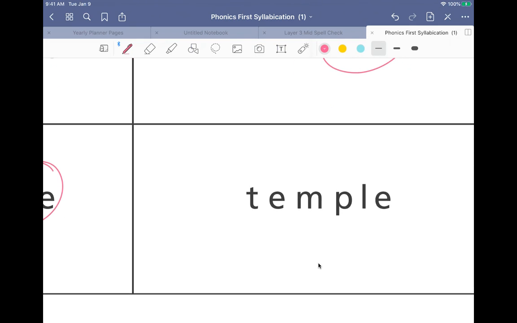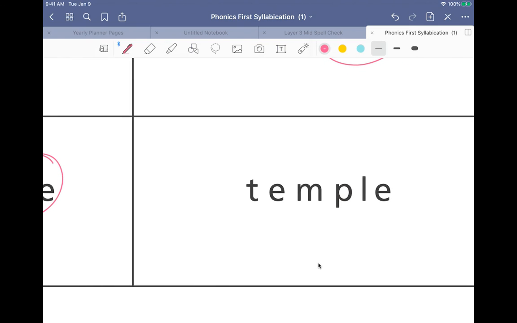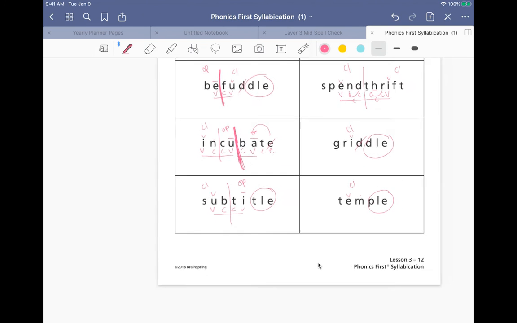All right, last one. What do you see? We can circle PLE. Do you see any other vowels? What can I do to the rest of this? Figure out if it's open or closed. This is closed because there is a consonant after my vowel. My E makes its short sound. It says eh. So this says temple. Temple. Okay, you guys are rock stars.